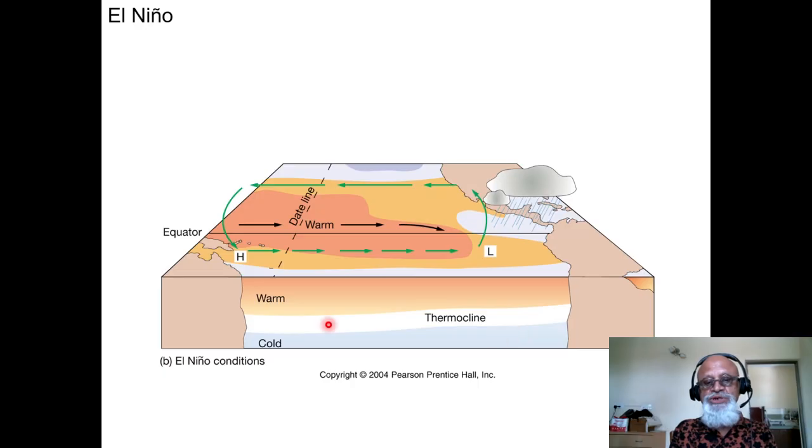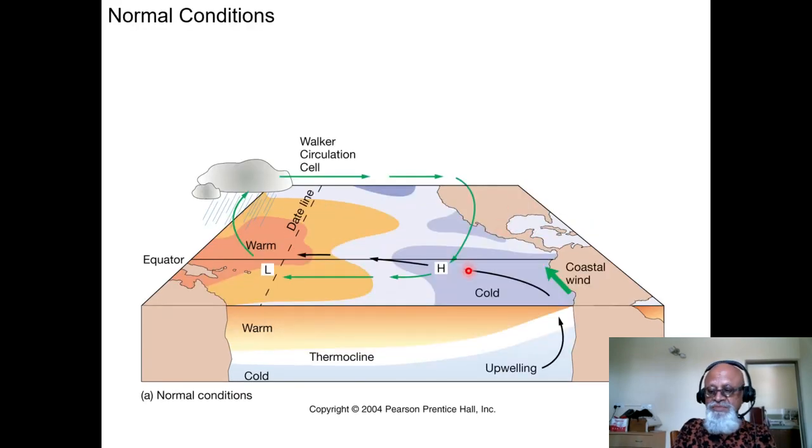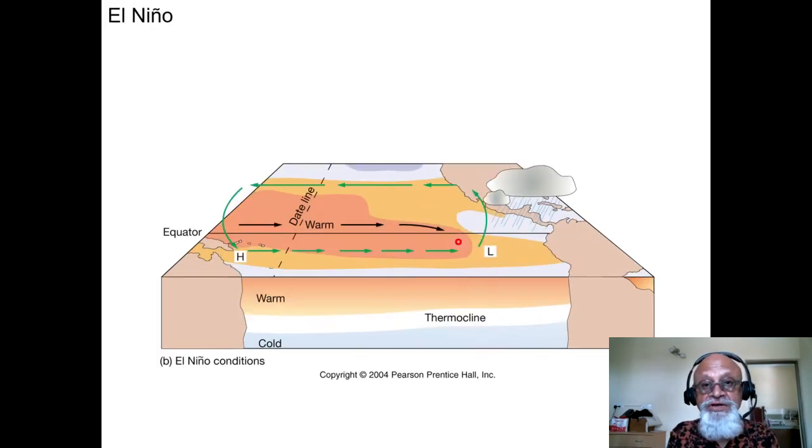Colder water is pushed down, warm waters have spread to the east. Warm waters have spread to the east near the surface as well, and the upwelling is now limited here, so the normally cold waters are being replaced by warmer waters, and warm waters tend to support convection in the atmosphere, so the convection spreads eastward and you get convection here.